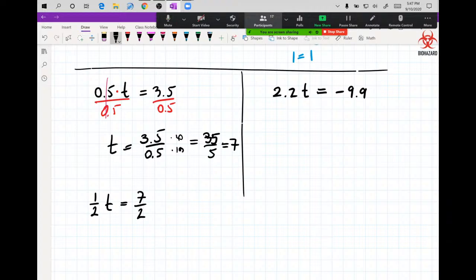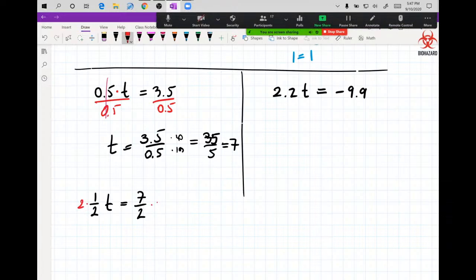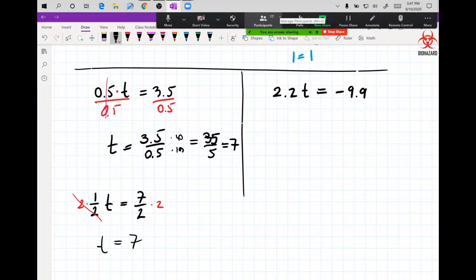And remember that fractions are just a basic division. So you can write 3.5 as half of 7. And now, if you multiply both sides by 2, because that's how you would cancel this denominator on the left to get t alone, what happens on the right-hand side, they also cancel. And you just get 7 instantly.